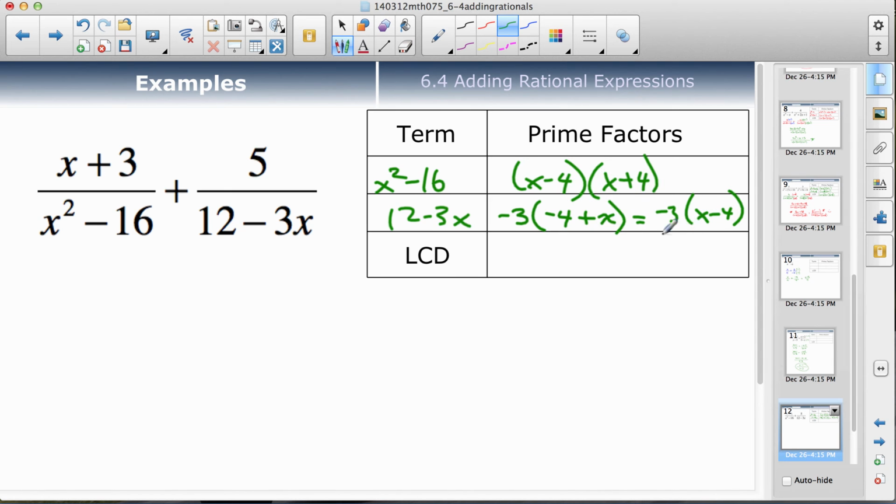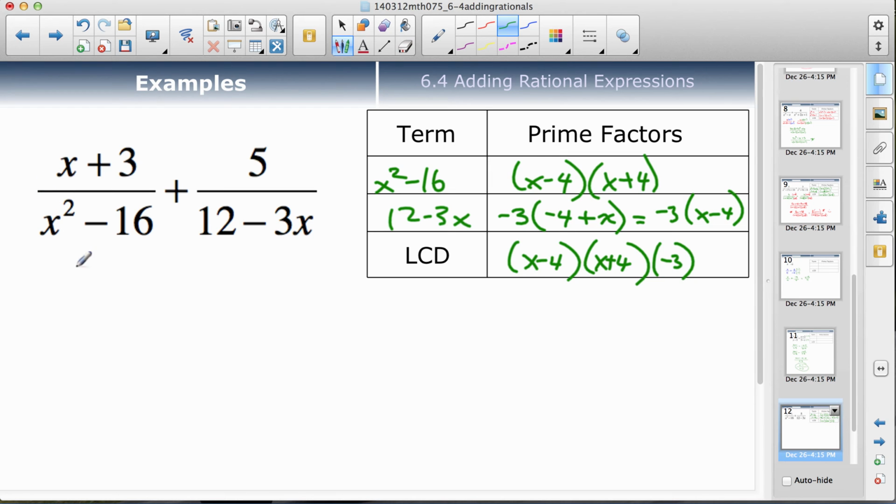Okay, so now let's look for a common denominator. I've got 1x minus 4. Here I have 1x minus 4, so that's part of it. I have an x plus 4, nothing down there, so an x plus 4. Here I've got a minus 3. There's just one minus 3, so a minus 3 will be part of that denominator.